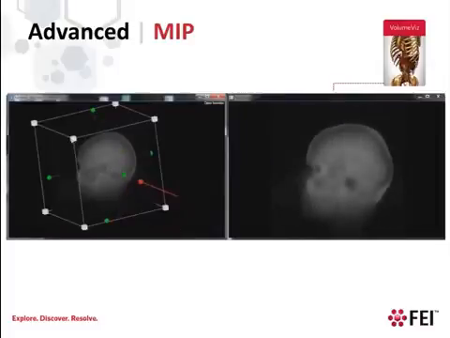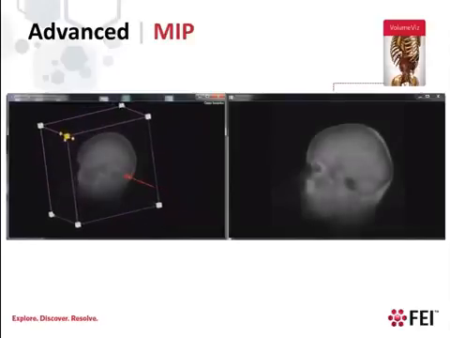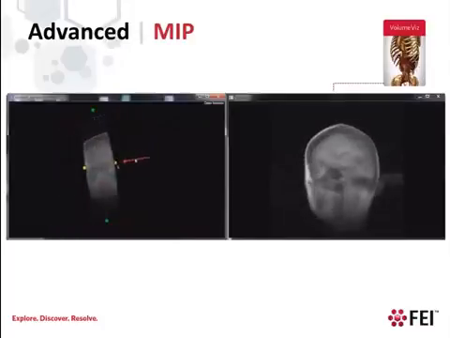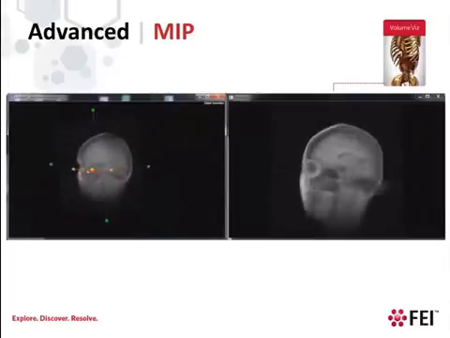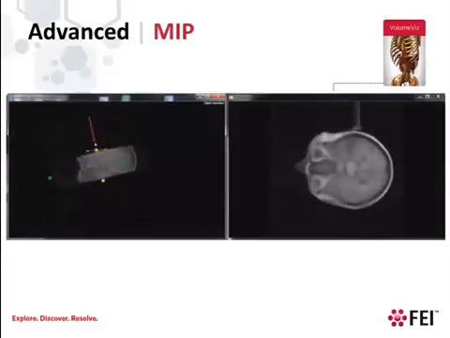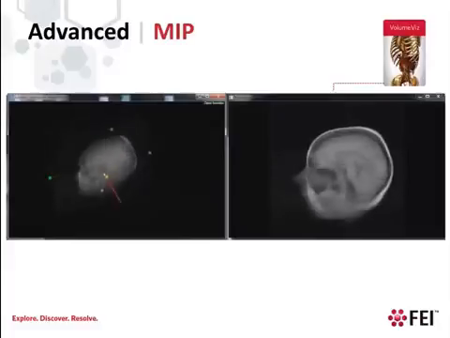Next, we'll grab a scaling handle on the manipulator and change the thickness of the slab. If we rotate the slab again, you can see the current thickness of the slab and the corresponding image on the right as the direction of projection changes. We can also grab the slab and move it through the volume in any direction we wish to orient it to.